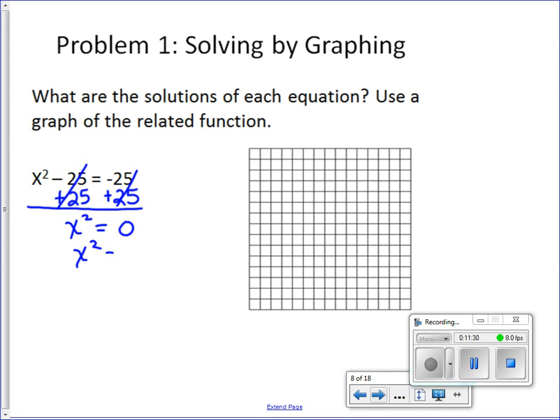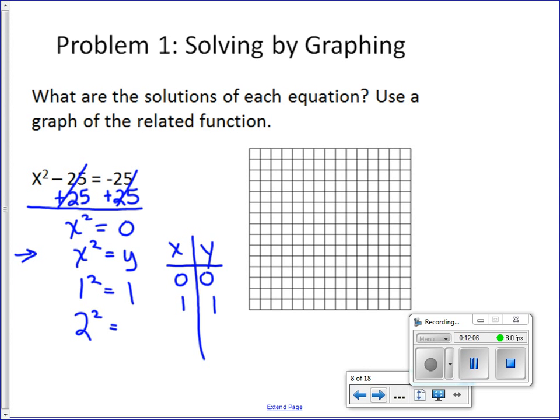Writing the related function, I would have x squared equals y. So let's just make a little xy table. This one is a very simple one to do mathematically. Once again, my vertex is going to be at 0, 0 because I do not have a b term in this quadratic equation, or this quadratic function, I should call it. Let's put in 1. 1 squared is equal to 1 for our y. 2 squared is equal to 4 for our y.